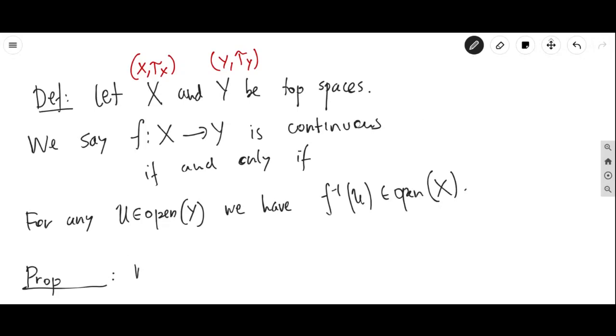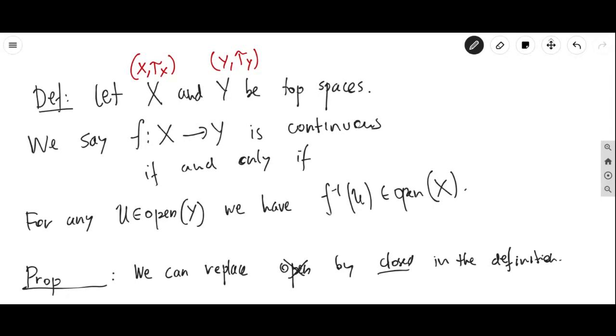Proposition: we can replace open by closed in the definition. In other words, there are basically two definitions, one involving open sets and another involving closed sets. The two definitions might seem different, but they're equivalent to each other. If one definition holds, then the other holds, and the other way around. So both definitions are equivalent, and you can reformulate everything in terms of closed sets.